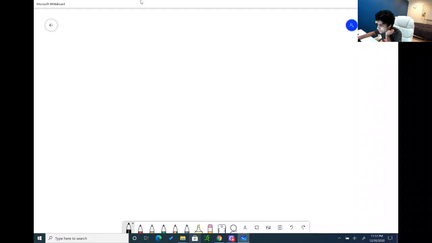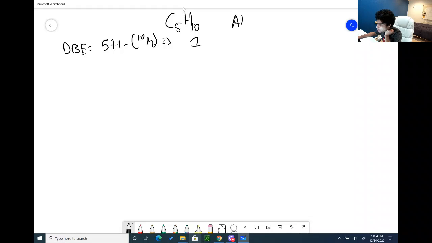So we're going to talk about C5H10. Find all of the isomers. So the first step again is to calculate DBE, which is 5 plus 1 minus 10 over 2, which is essentially 1. What this means is that there's either an alkene, a pi bond, or a ring. So we have two possibilities, alkene or ring. We're trying to find both. We'll start with the alkenes first.